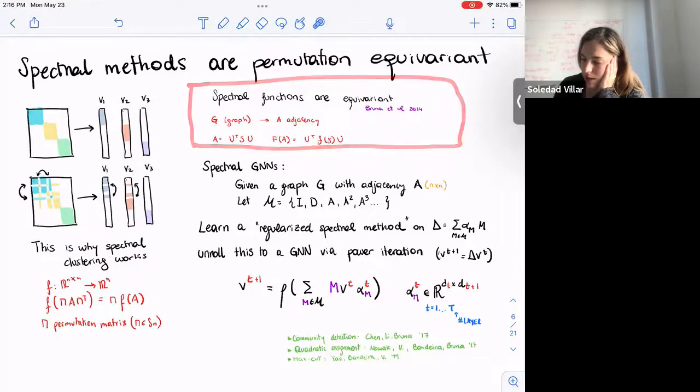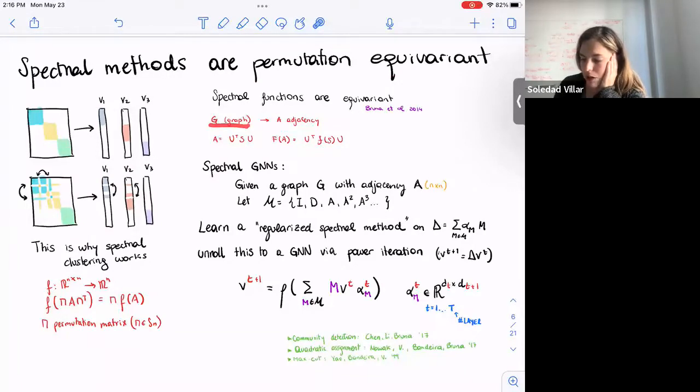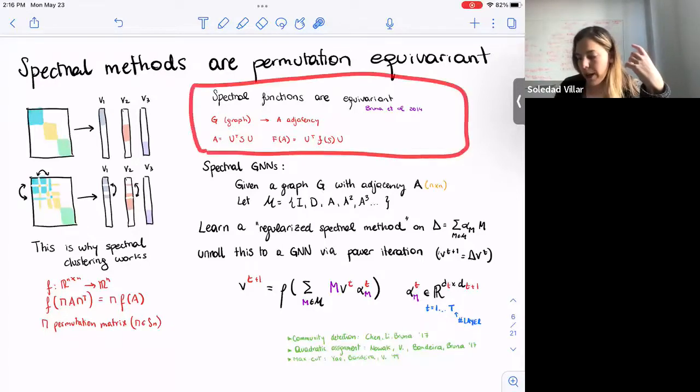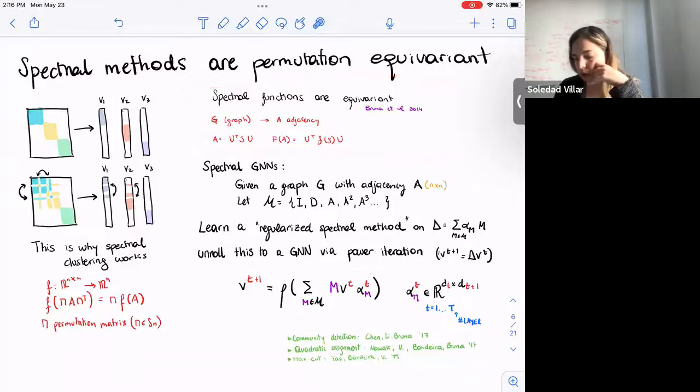For instance, there's this definition by Bruna in 2014, where they say, okay, given a graph, I can consider the Laplacian matrix. Say this graph is symmetric, so you can consider the SVD of this graph, and then apply a function to the eigenvalues, and then that is my function. That is one way of expressing equivariant functions on graphs.